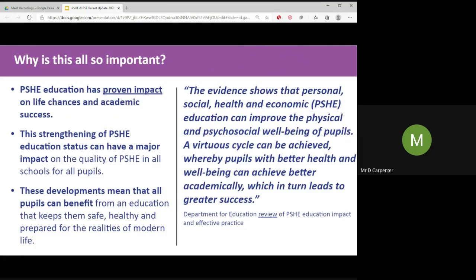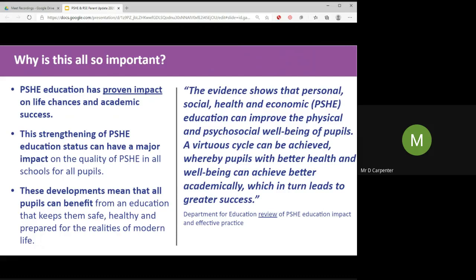From government research, they've said that PSHE education has a proven impact on life chances and academic success. The strengthening of the PSHE education status can have a major impact on the quality of PSHE in all schools for all pupils. That is something that we are really hoping at EP we will be able to enhance, the PSHE learning and experience for all of our students.